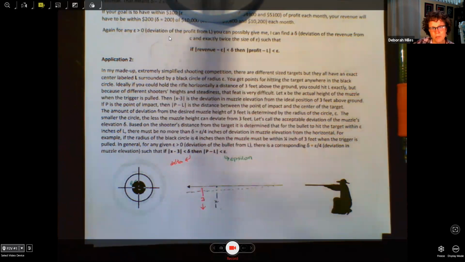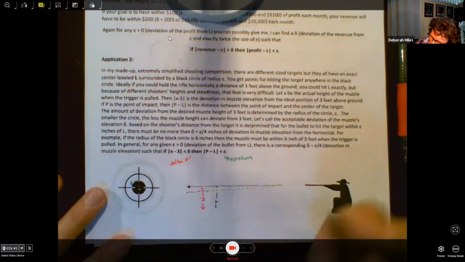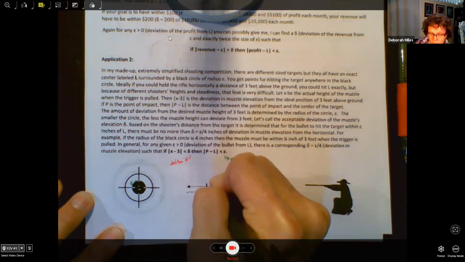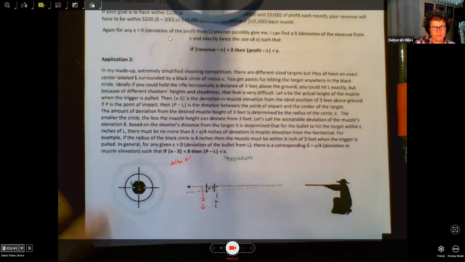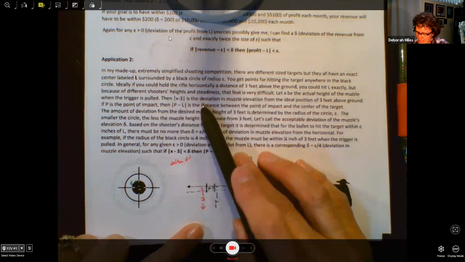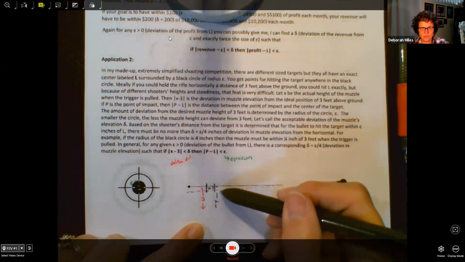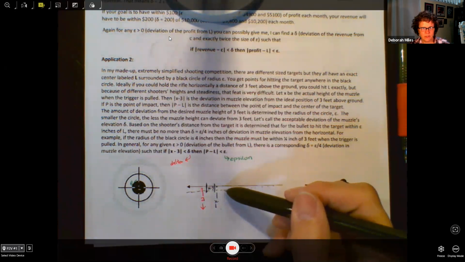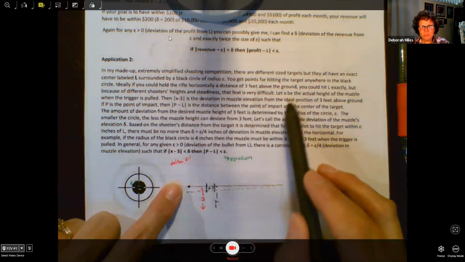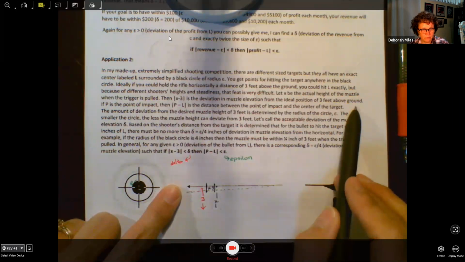Or to take care of both scenarios, above or below, you can just call this the absolute value of X minus 3. That takes care of X minus 3 or 3 minus X. You'll get a positive distance there no matter what. So absolute value of X minus 3 is this little amount of offness in the ideal trajectory. It's the deviation in muzzle elevation from the ideal position of 3 feet above the ground.